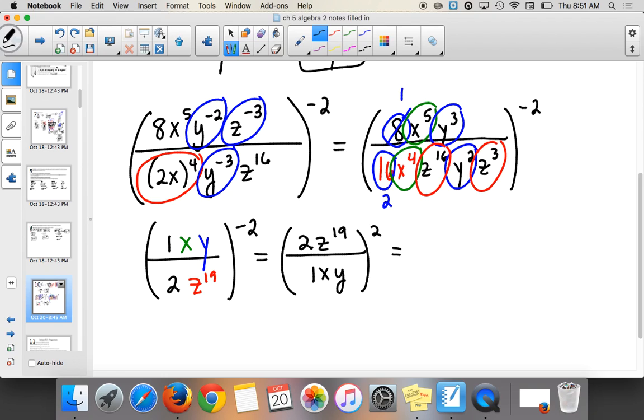So 2 squared is 4. How about z to the 19th raised to the 2nd? Z to the 38th all over x squared, y squared. That is your answer. Does it make more sense today?